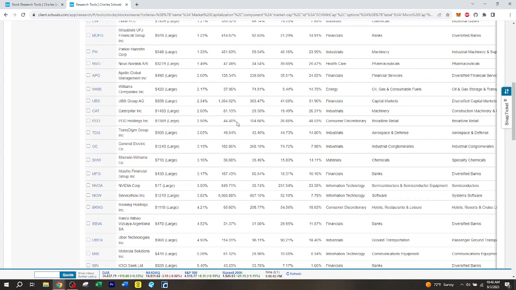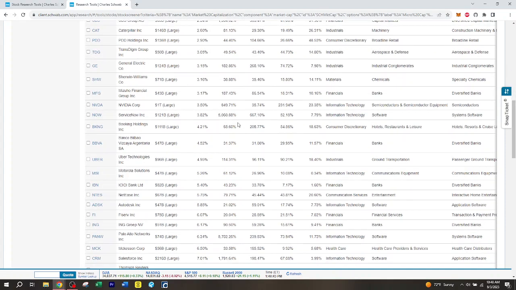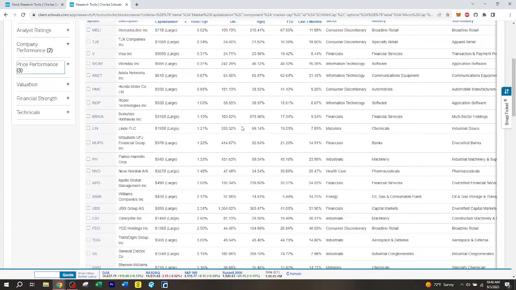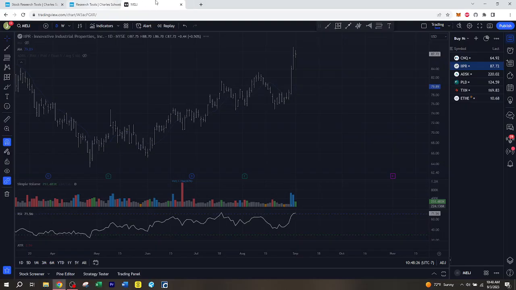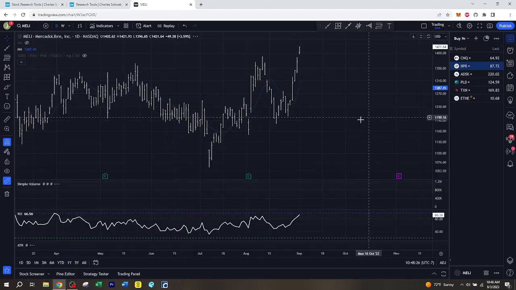The screen isn't here to do all the work for you. You don't want to treat the screen as, I see a stock that pops up on the screen and I just instantly buy it. That's not what you want to do. You have to align the screens with the technicals. So what I do is I'll go through all these charts, and like Melly, for instance, I'll come over here and I'll type it in, and I'll see how does that line up with what I'm screening for.